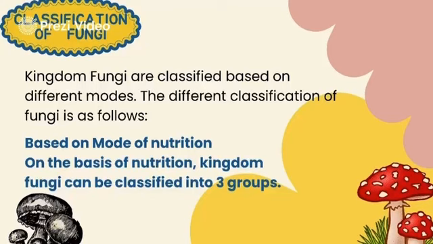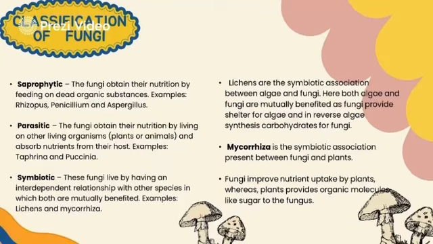I am Imtan Abdullah. Now we will talk about the classification of fungi. Kingdom fungi are classified based on different modes. The different classification of fungi is as follows. Based on modes of nutrition, kingdom fungi can be classified into 3 groups. Saprophytic. The fungi obtain their nutrition by feeding on dead organic substances. Examples: Rhizopus, Penicillium, and Aspergillus.